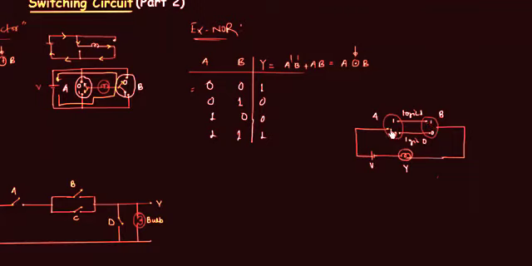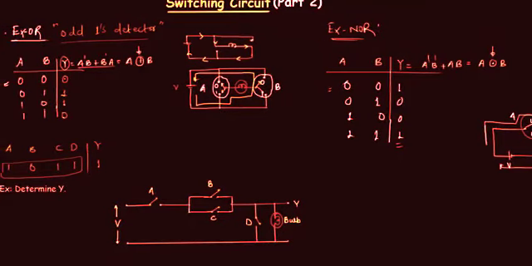For the third case, when A is connected to 1 and B is connected to 0, then also the circuit is opened. Here you can see it is opened and there will be no current through the bulb. For the last case, when both A and B are connected to 1, the circuit is now complete and there will be a proper flow of current through the bulb and it will glow, making the output equal to 1. So this is how you have to draw the table and then obtain the switching circuit for the XNOR gate. And now we will move to the next part of this lecture, that is the example.